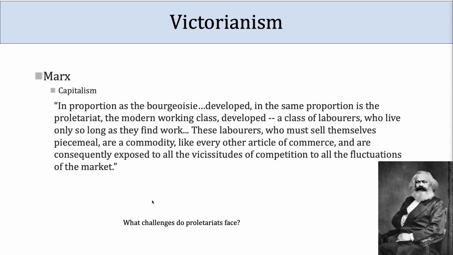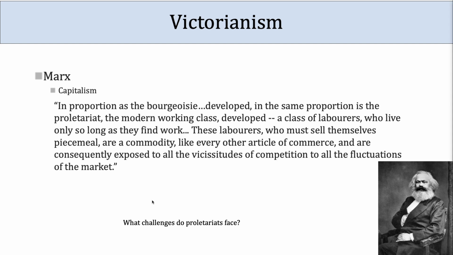He says, in proportion as the bourgeoisie developed, in the same proportion the proletariat developed, and the proletariat is this new working class, right? The poor. So the bourgeoisie is now the upper class, the proletariat is now the working class. The modern working class developed as a class of laborers, and the spelling of labor here is the English spelling, right? He's living in England, who live only so long as they find work.